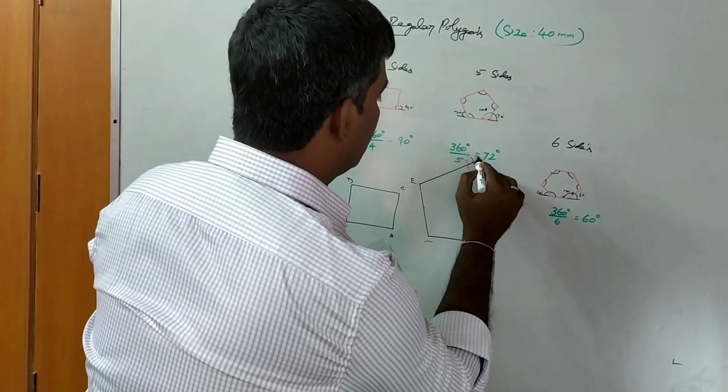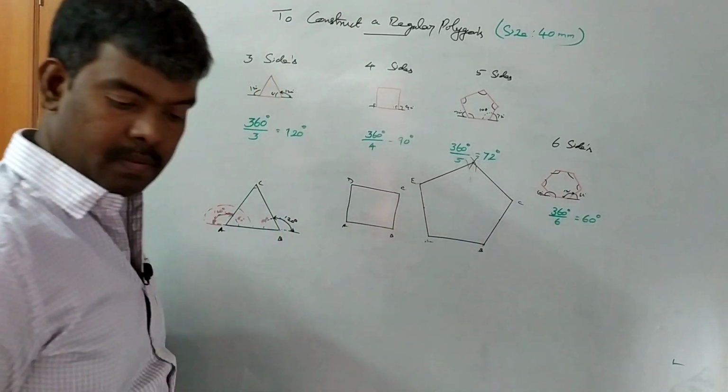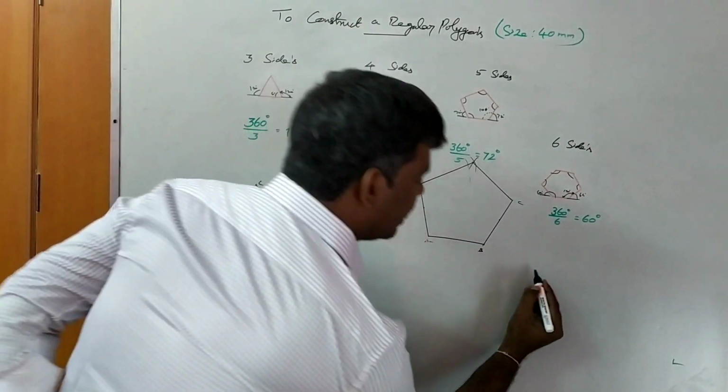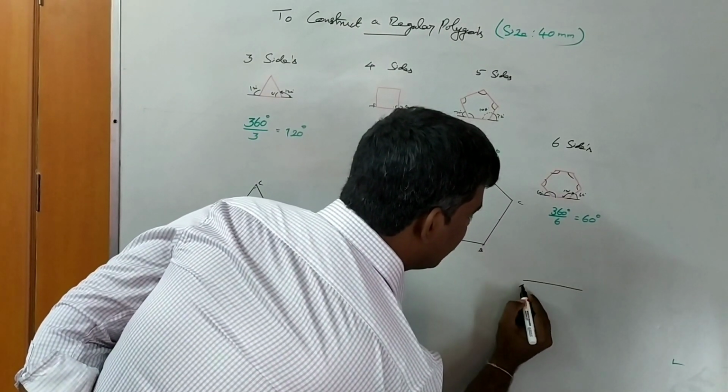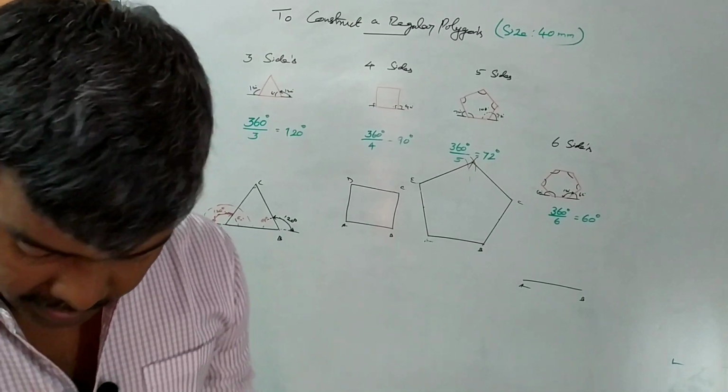Clear? This one. Understand? So this is the pentagon, like that hexagon, a side AB of size 40. Okay. Next thing.